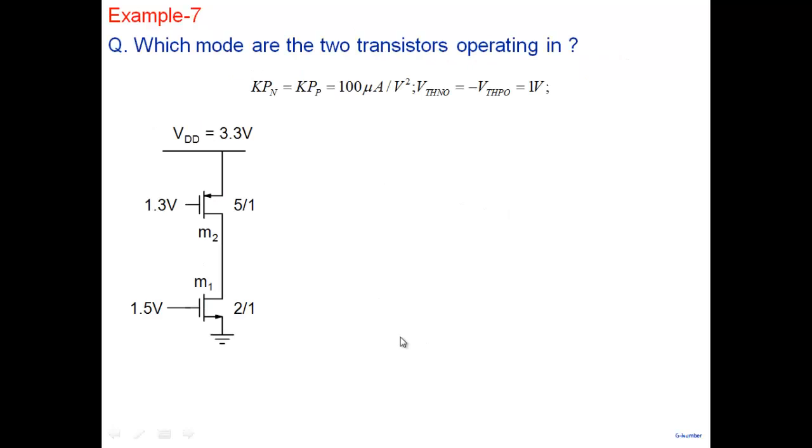All right, this is interesting. Which mode are the two transistors in? You're seeing from all these examples that I have to know in which mode my transistor is working. Is it in linear? Is it in saturation region? I have to know that, right? So here is a circuit.